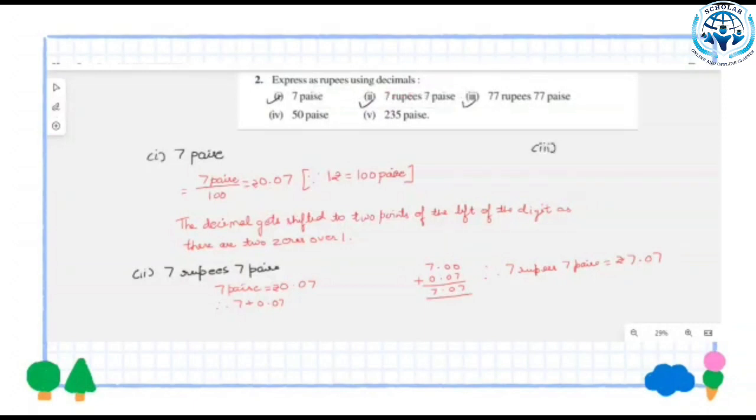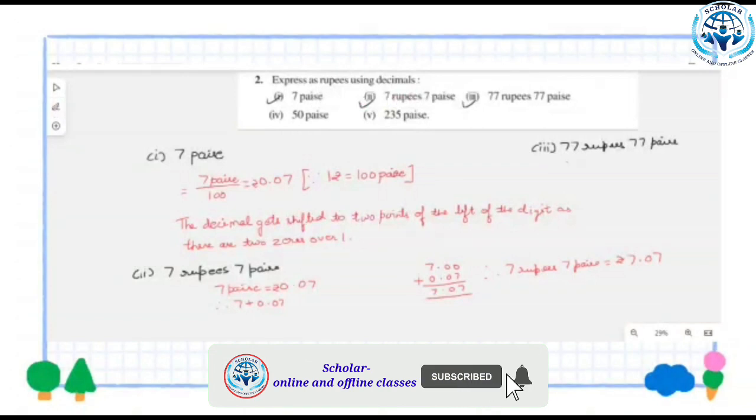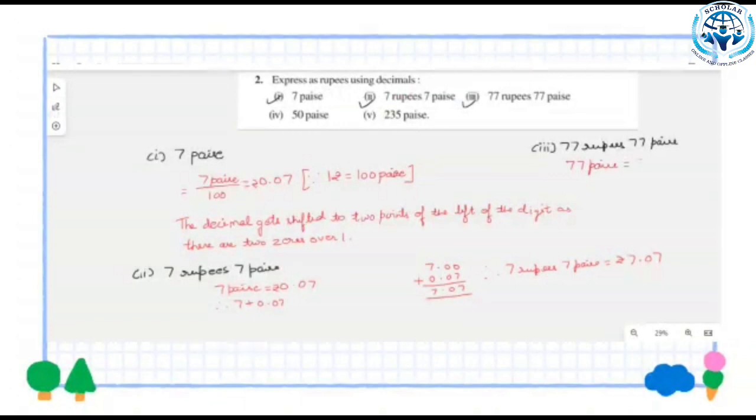Third part is 77 rupees 77 paise. Again 77 are in rupees, we have to convert 77 paise into rupees. So 77 will be divided by 100. We get 0.77 rupees. Now 0.77 is added to 77 rupees. Answer is 77.77 rupees.